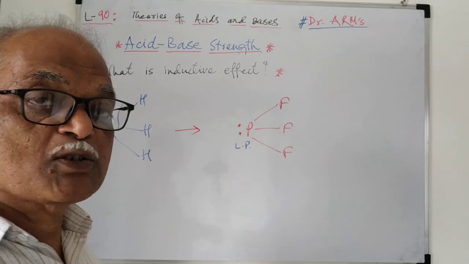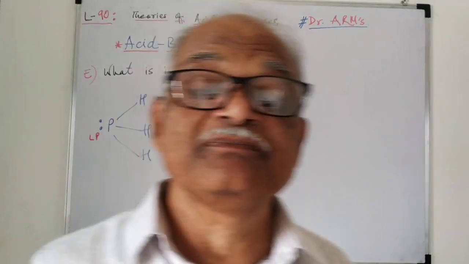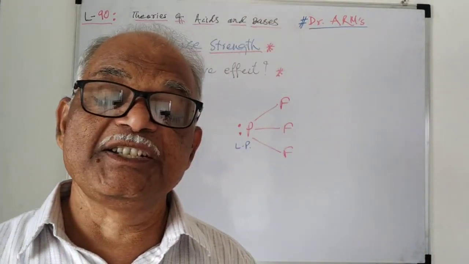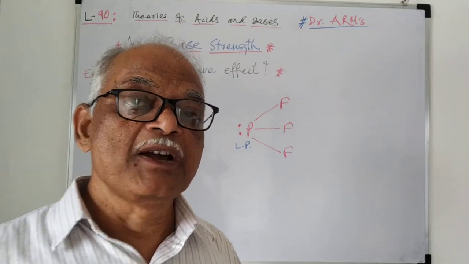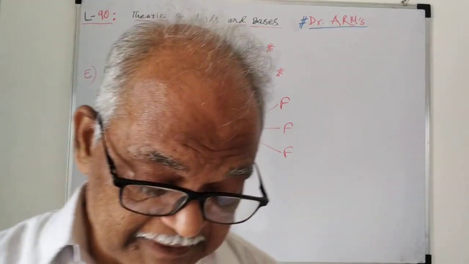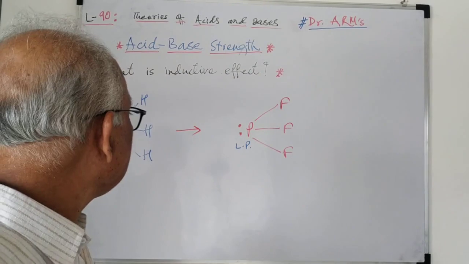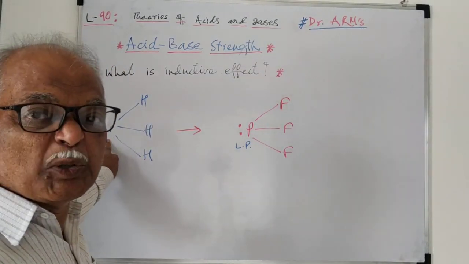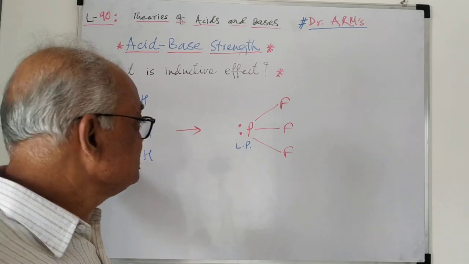So this electron pair releasing capability of the species makes it stronger or weaker. So this depends upon this bond pair, whether these bond pairs are helping this lone pair to get released, then it becomes stronger.